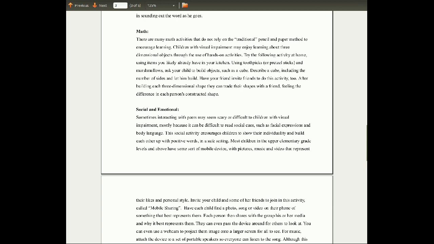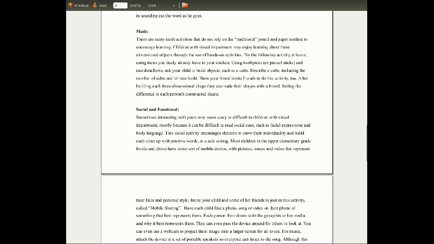A social-emotional activity. Sometimes there are issues interacting with other people simply because of missing out on those visual cues or those nonverbal cues. So interacting with peers can kind of seem scary. This activity for social-emotional development encourages children to show their individuality and help to build each other up with positive words in a safe setting.